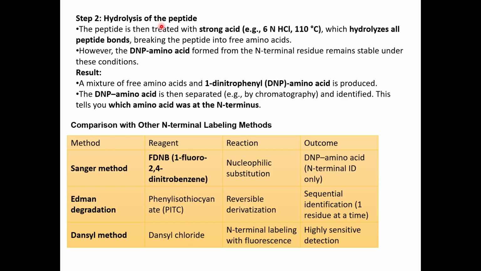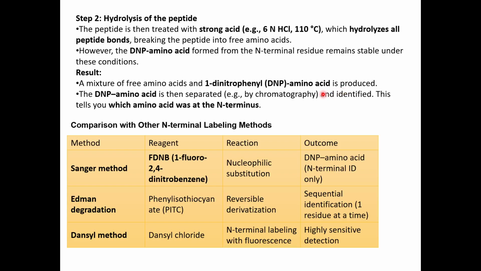Then there is hydrolysis of the peptide. The peptide is then treated with a strong acid, like HCl at high temperature, which hydrolyzes all the peptide bonds and breaks the peptide into free amino acids. So here all the peptide bonds are broken in the complete chain, and then we have all free amino acids in the sample. However, the DNP amino acid formed from the N-terminal residue remains stable under these conditions. Therefore, a mixture of free amino acids and one DNP amino acid is produced.